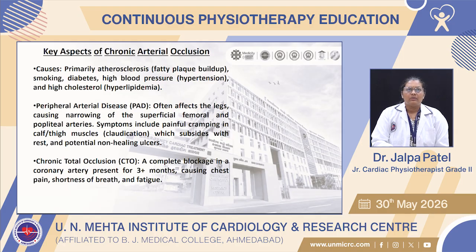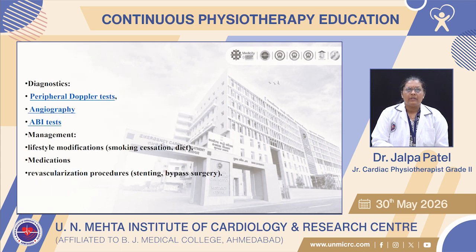Peripheral arterial disease often affects the legs, causing narrowing of the superficial femoral and popliteal arteries. Symptoms include painful cramping in the calf and thigh muscles, which subsides with rest, and potential non-healing ulcers. Chronic total occlusion is a complete blockage in a coronary artery present for greater than 3 months, causing chest pain, shortness of breath and fatigue.